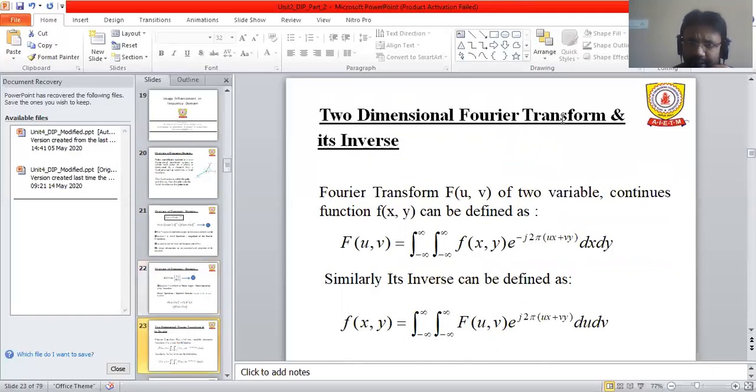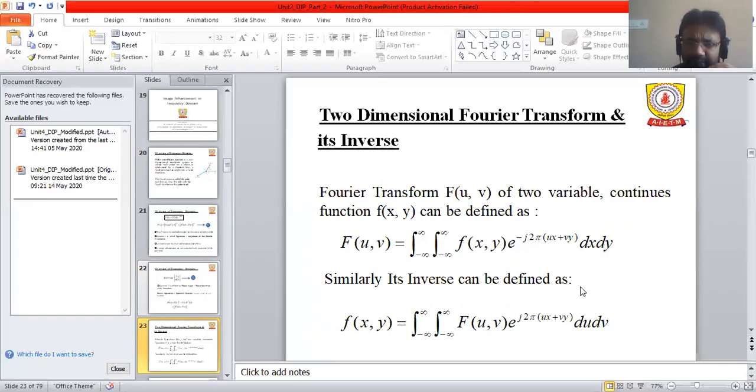Now, the two-dimensional Fourier transform and its inverse. The Fourier transform F of u comma v of a two-variable continuous function f of x y can be defined as follows. Here we take u and v as the variables. It becomes a double integral from minus infinity to infinity of f of x y into e raised to the power minus j 2 pi times u x plus v y, dx dy. So here we have integration with respect to x and y.